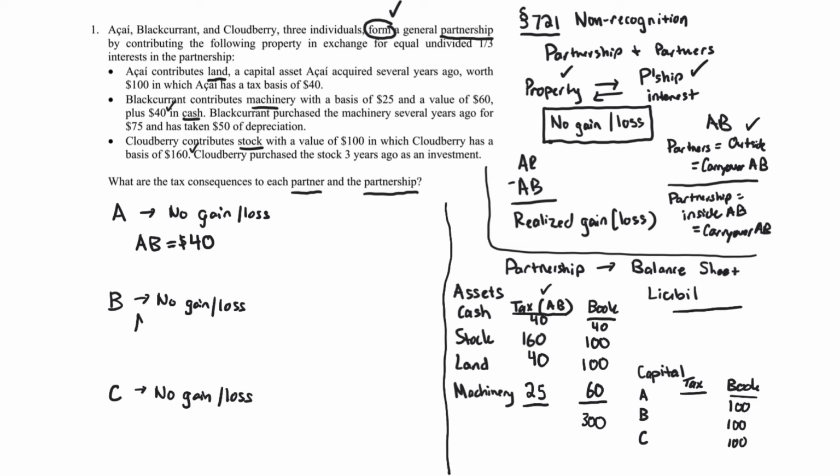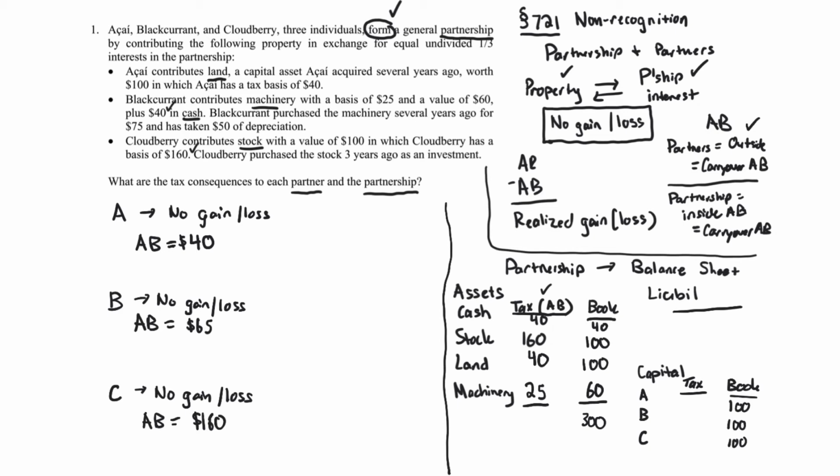B's giving up two assets. Again, carry over the basis. That's going to be the 40 cash and the 25 basis in the machinery. So that's going to be $65. And C is giving up stock with an adjusted basis of 160. So there's their basis in their partnership interests.